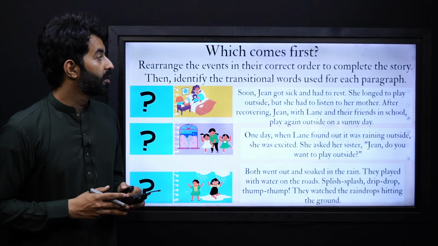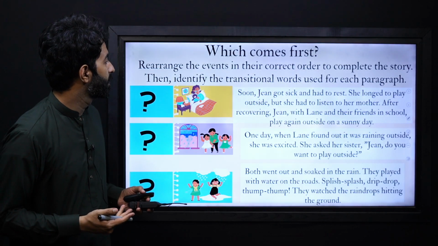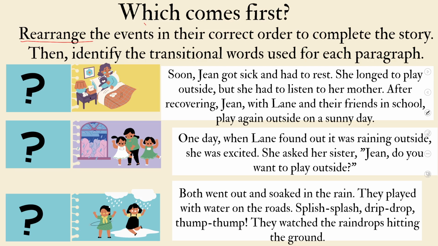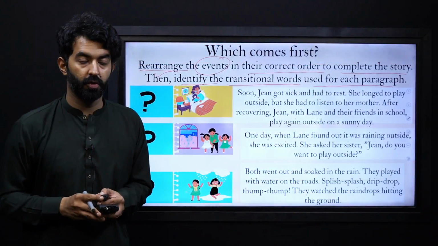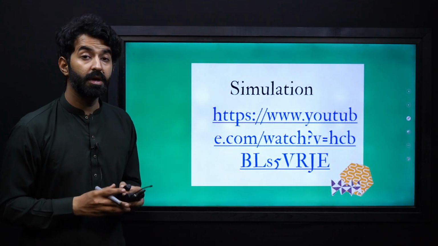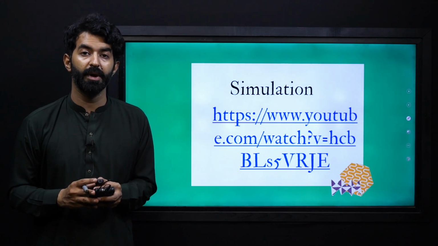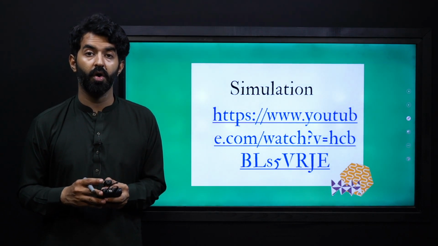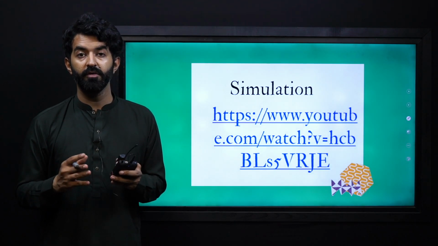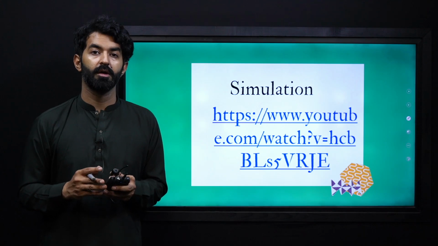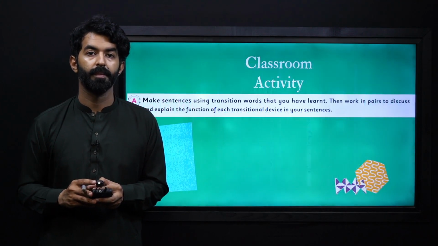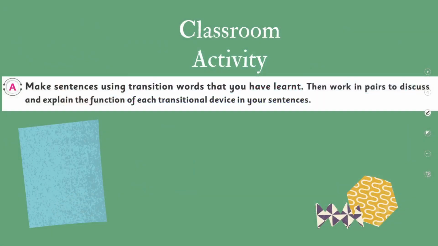Now let's see which comes first. So you need to rearrange the events in their correct order to complete the story. Then identify the transitional words used for each paragraph. You can read them and then correct the order of the story. Now, here is a very interesting simulation video for your better understanding. You can watch it right now or later on, but I wish that you learn more about the topic through the simulation video.